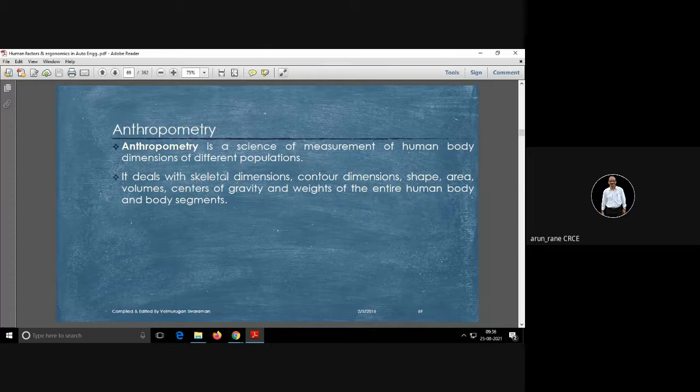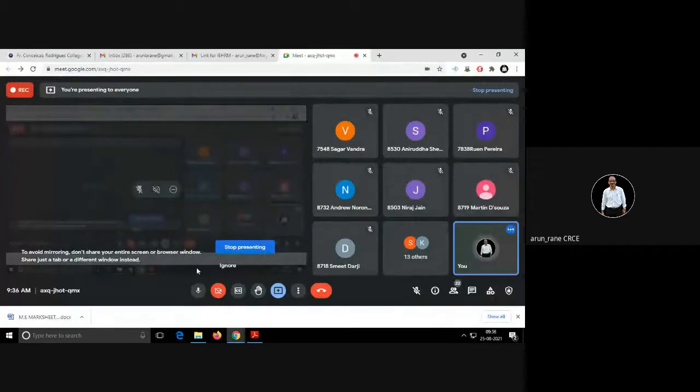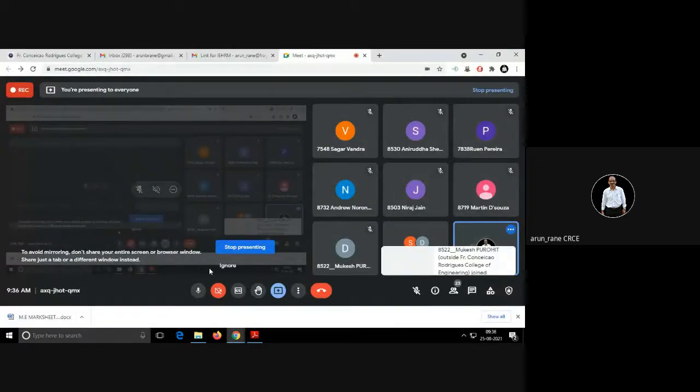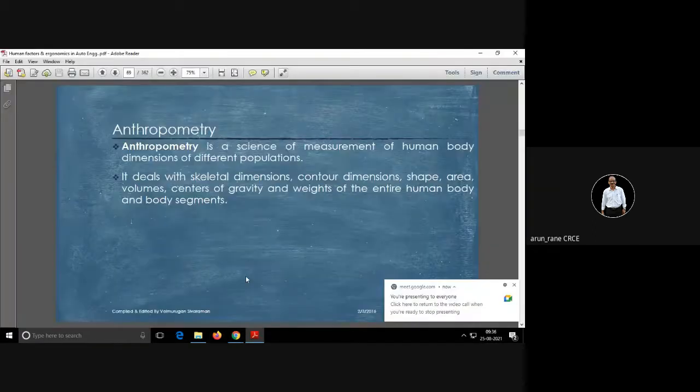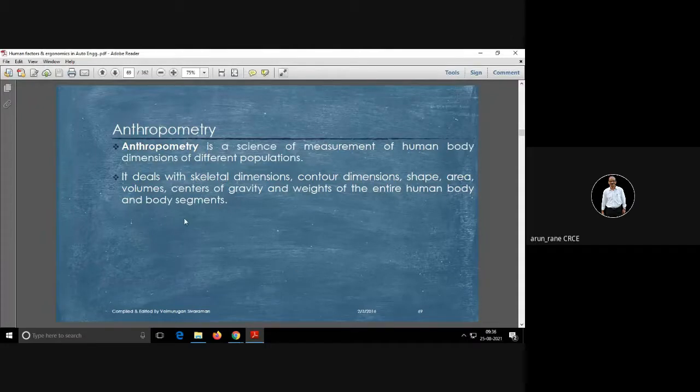So it deals with the skeletal dimensions, contour dimensions, shape, area, volumes, center of gravity, and weights of the entire human body and the body segments. Suppose if I ask you where the CG of the human body lies, the CG of the human body lies at the navel. Okay, at the navel. So if you want to take a screenshot of this, you can take it, and I'm going to upload this, so you can refer to this or write it down. This is slide number 69, very important.